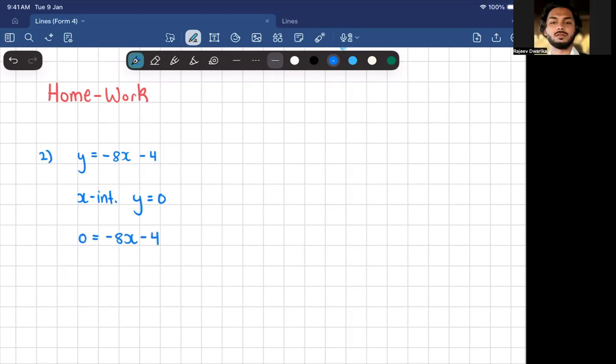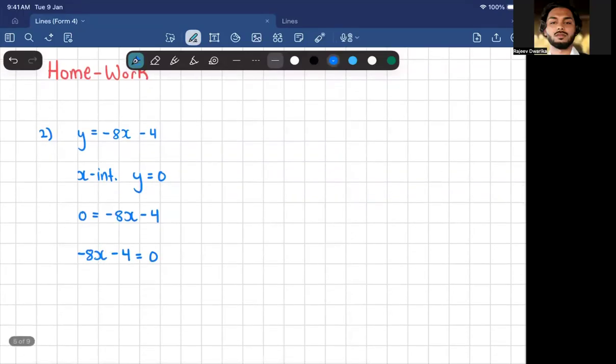What next? Then we could switch them. So negative 8x minus 4 equals 0. What next? Then we want to move the 4 across. So it will be negative 8x equals to negative 4, and then we just forget the 0. If you move across something, what happens? It becomes a plus. Right? So plus 4.